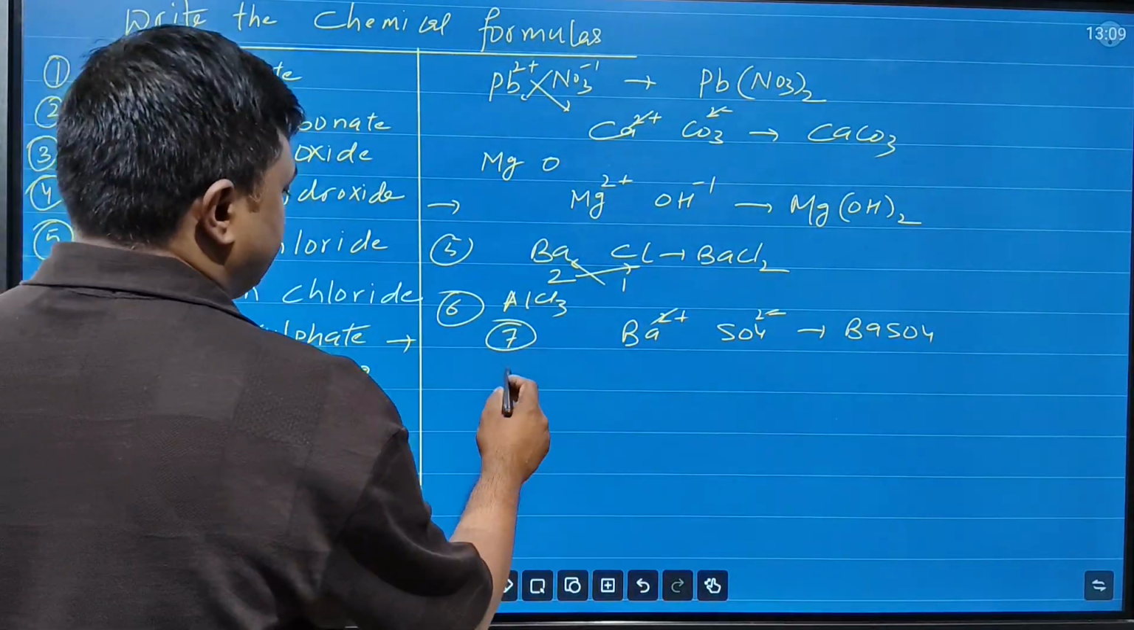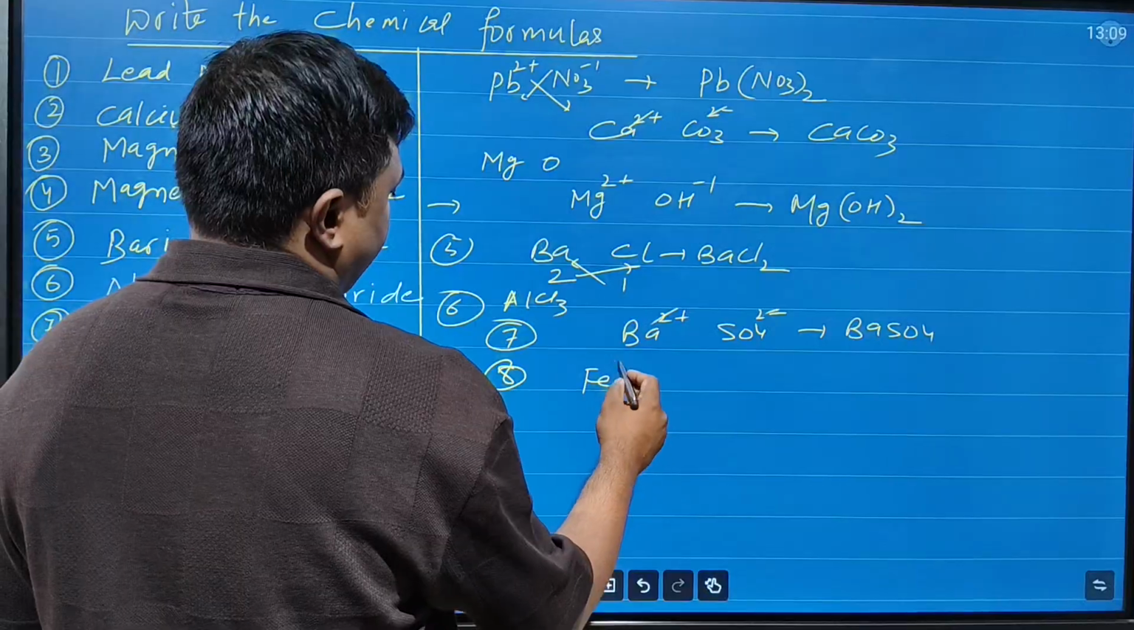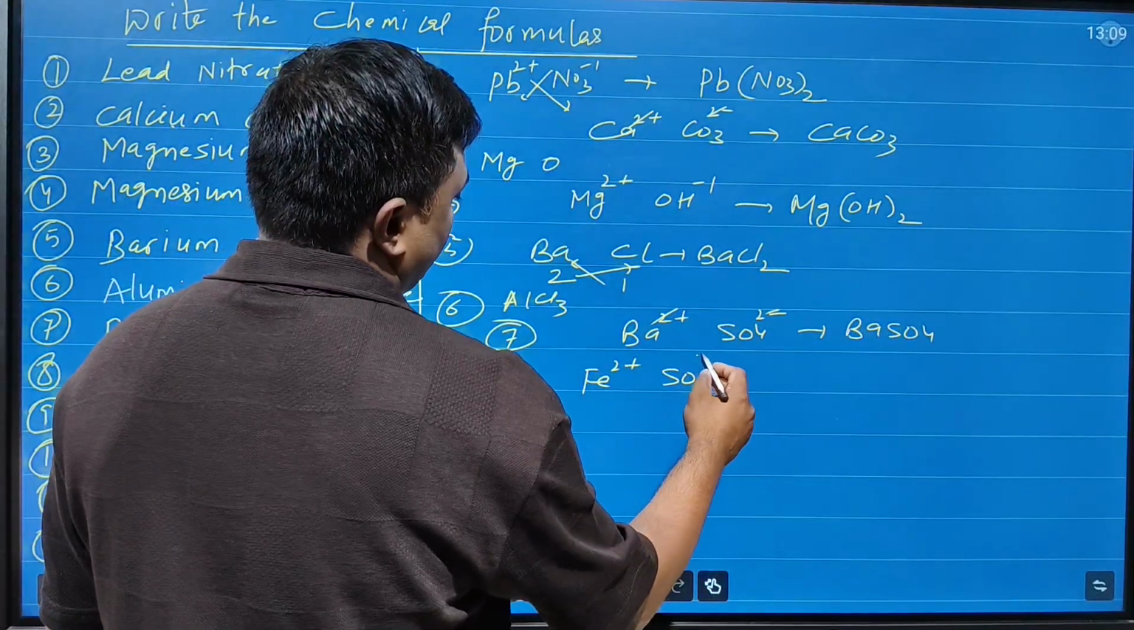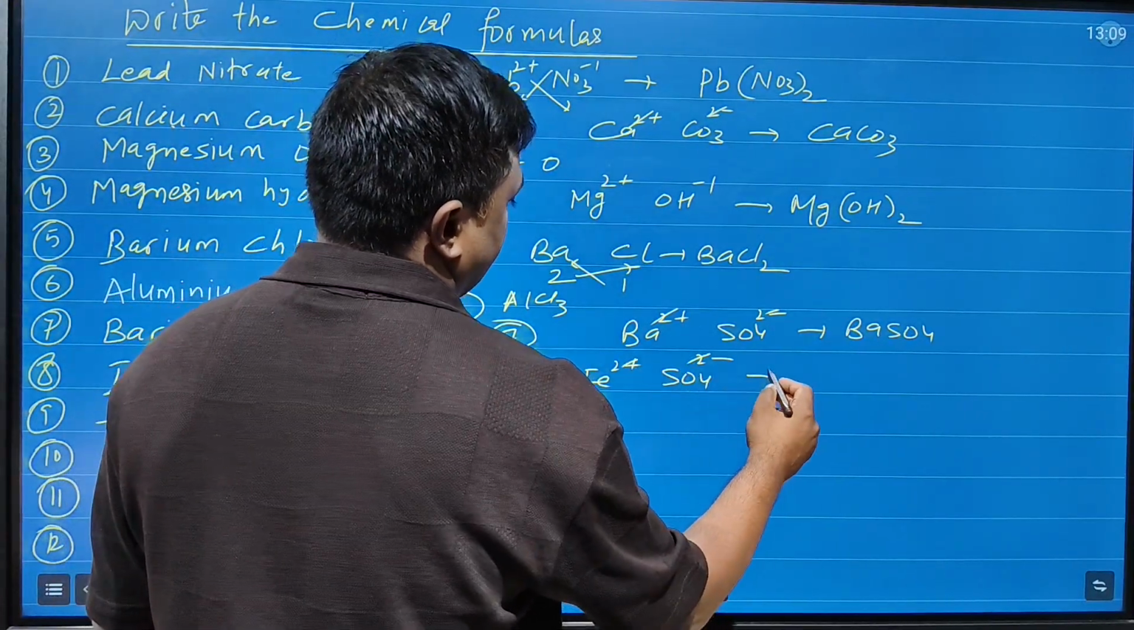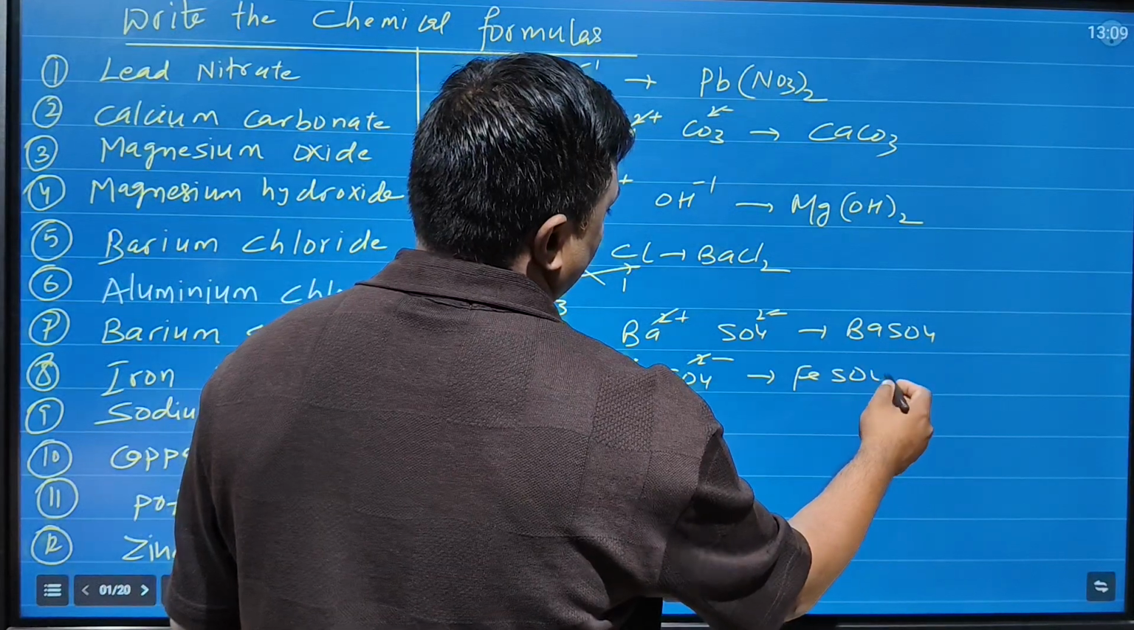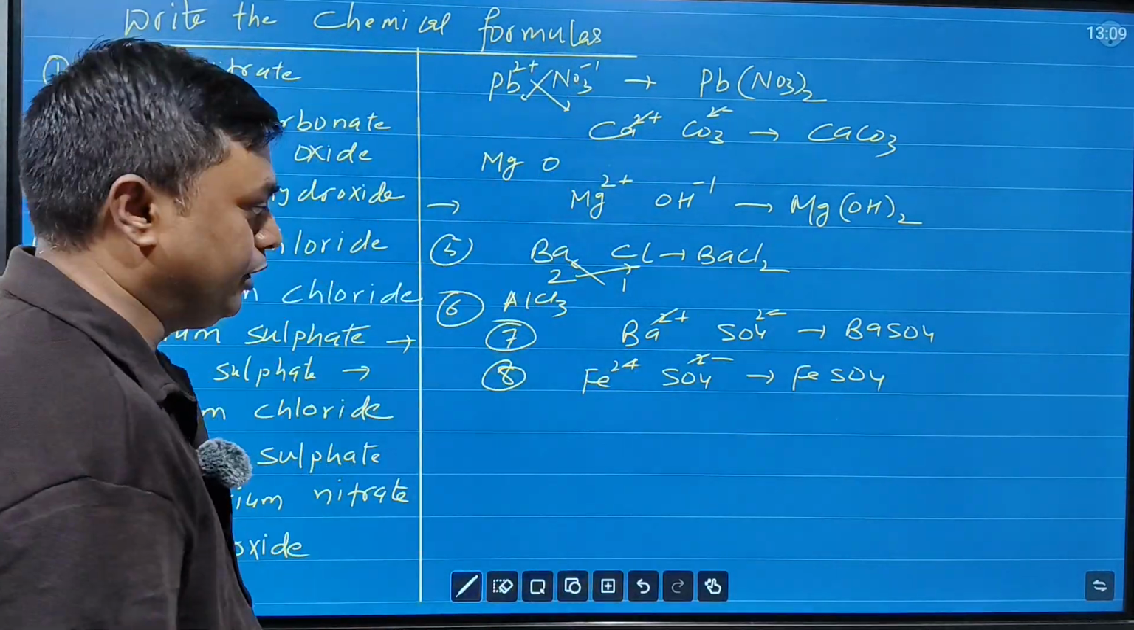Next iron sulfate. Similarly, iron is what? Fe 2 plus, sulfate is what? SO4 2 minus. So plus 2 minus 2 get cancelled. So it is what? FeSO4. You can write below also and you can solve, not an issue.